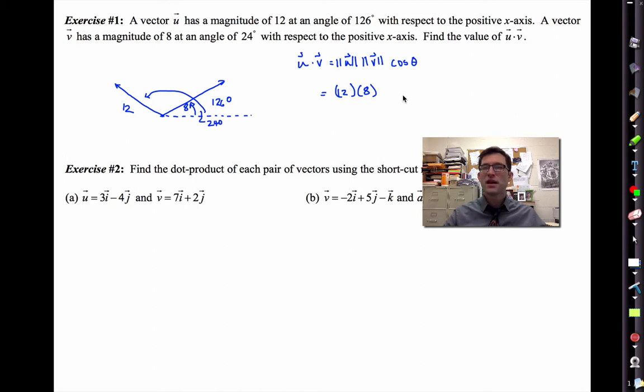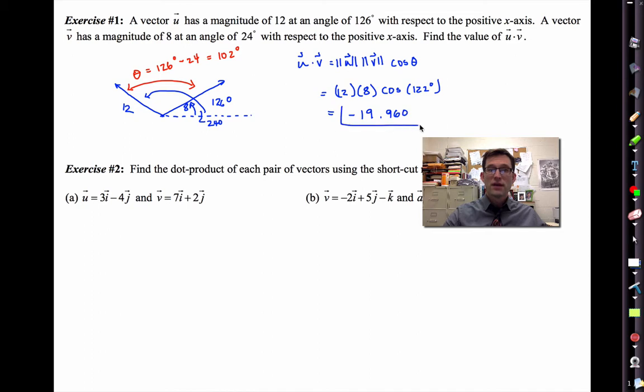All right. Easy enough, isn't it? We know that that entire angle is 126 degrees. We know that that angle is 24 degrees, so the angle in between them, our theta, if you will, is 126 degrees minus 24, or 102 degrees. So that's the angle in our calculation. We're not going to get a nice number here. We are going to get one that's negative, because the two vectors form an obtuse angle. Yeah, the dot product is negative 19.960.